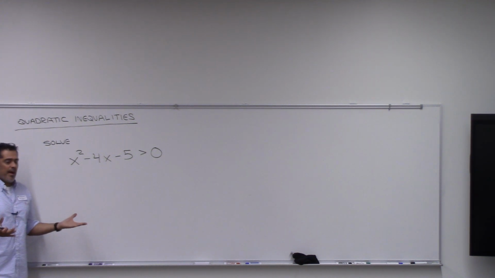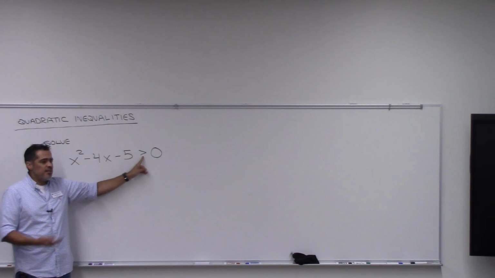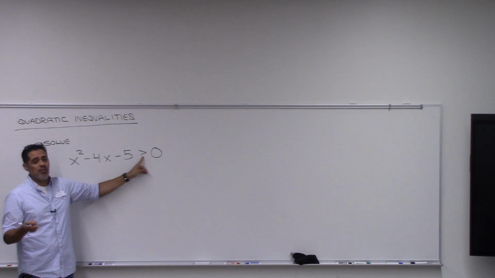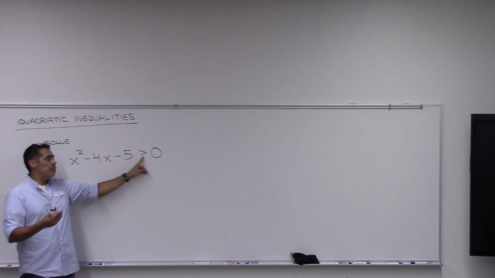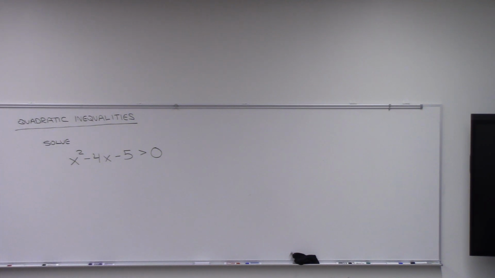So let me first point out that if this was an equal sign, this is just a quadratic equation. And we could either try and factor it or use the quadratic formula. Do you all agree? If it was an equals, but it's not an equals, right? So how do you do it?